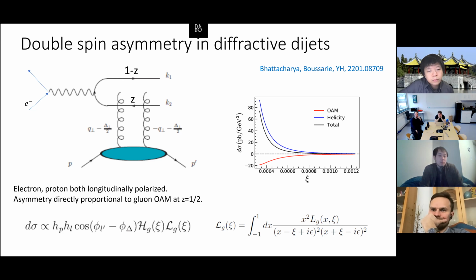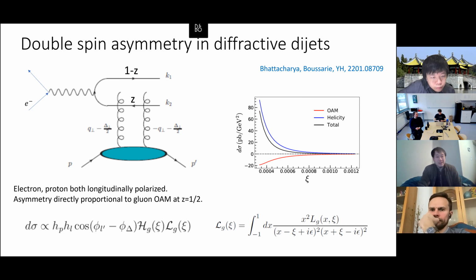And very recently, in my most recent paper, we proposed a new observable for the gluon orbital angular momentum. We showed in this paper that if you measure the double spin asymmetry in diffractive dijet production, again with two jets in the final state, and both the proton and electrons polarized in the longitudinal directions, then the cross section is a product of the so-called Compton form factor for the unpolarized GPD, and another piece which is proportional to the orbital angular momentum. There have been several proposals before, but I think this is the most promising observable to measure the orbital angular momentum.